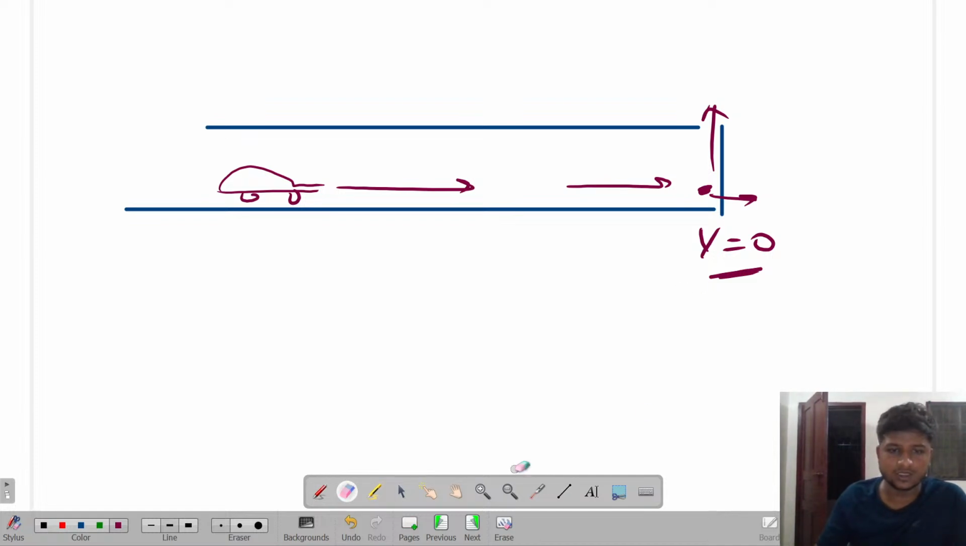Are you able to get me, Raksha? Raksha, yes? Is this clear or not? If it is not going to become zero, then what will happen? It will hit the wall.